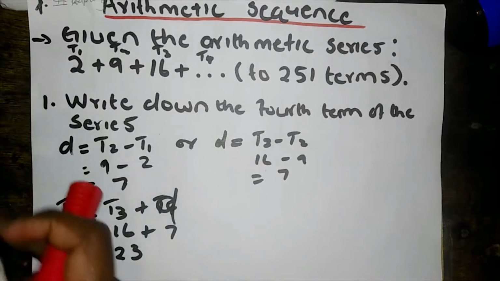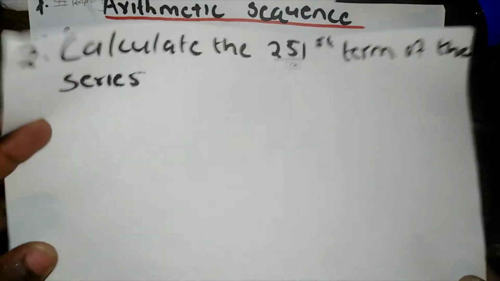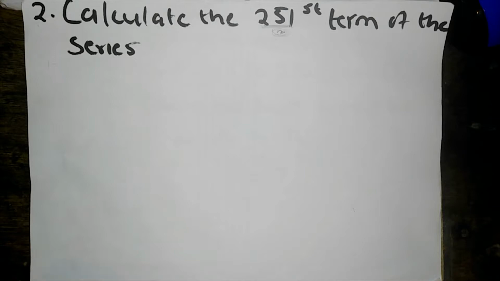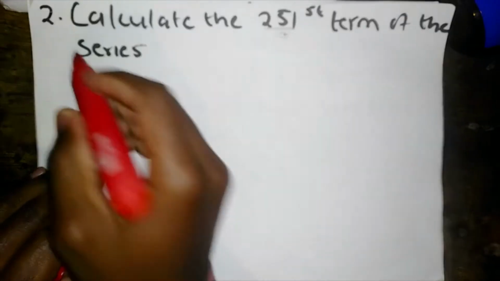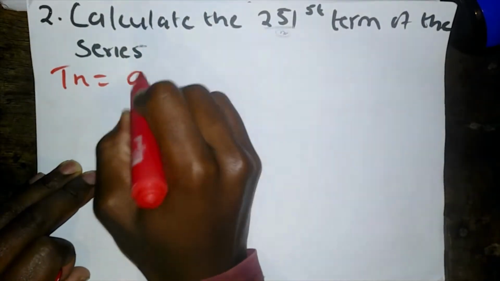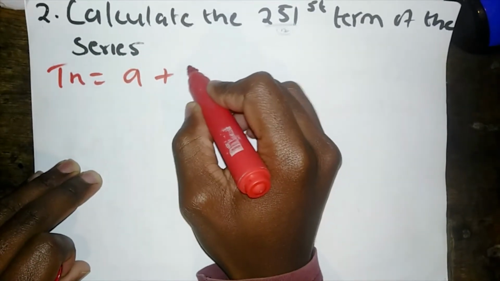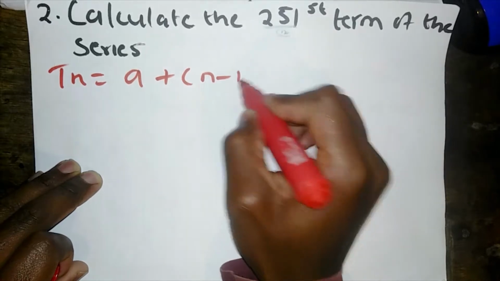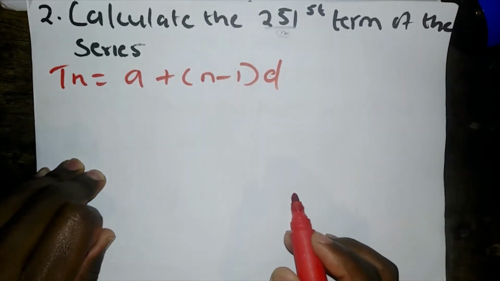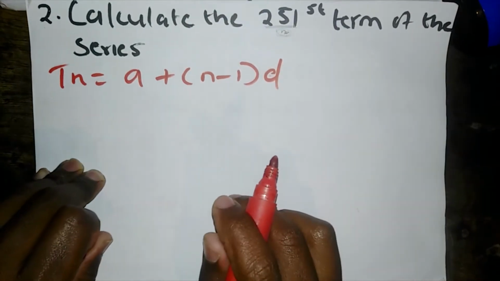Today we continue with number 2. Number 2 says calculate the 251st term of the sequence. So here it is simple. You must know the formula: Tn is equal to a plus open the bracket n minus 1 close the bracket, all times d, right?